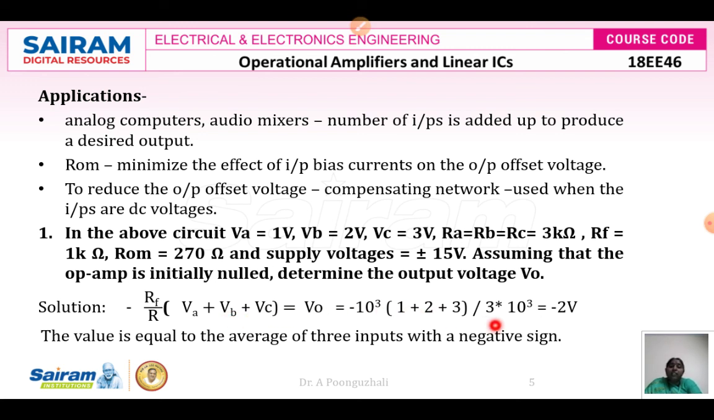So here we write it as 1 by 3 kilo ohm. 3 kilo ohm is 3 into 10 power 3. Here your RF is going to be 1 kilo ohm, that is 10 power 3. So when this 10 power 3 and this 10 power 3 get cancelled, this is going to be minus 6 by 3, and 6 by 3 is going to be minus 2 volts. So you can see that the value is equivalent to the average of the 3 inputs with a negative sign. Since it is an inverting amplifier, the output voltage will have a negative sign.